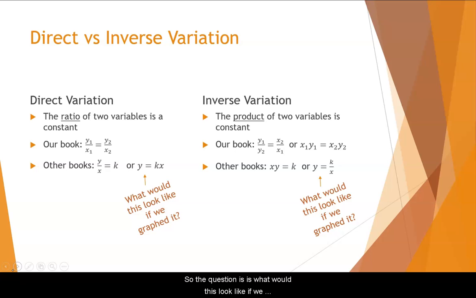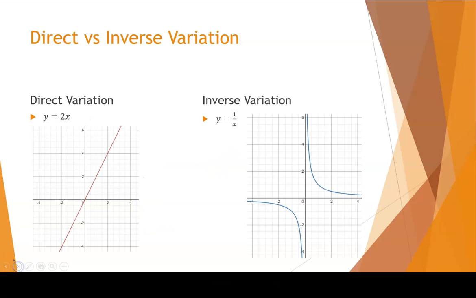So the question is what would this look like if we graphed it? And please ignore our book and other books. Direct variation, if you recall, is the form y equals k times x if we wrote it with a constant. This is a linear form. This is a little different than y equals mx plus b, because with y equals mx plus b you can change your y-intercept and you could have a negative slope, and with direct variation, it's always an increasing value.